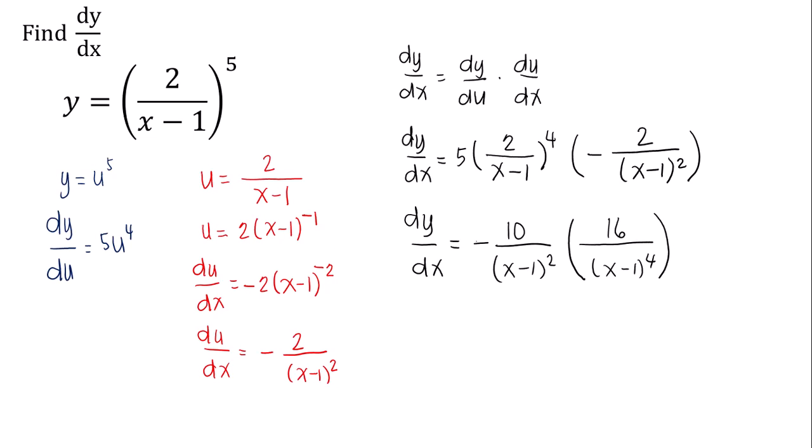Now simplify. We have here a product of exponents, so 2 and 4 will be added. So dy/dx is equal to, the numerator is 10 times 16, which would be 160. Don't forget the negative sign here. All over (x minus 1) to the power of 6. So this is now dy/dx, wherein we applied the chain rule and simply the general power rule.